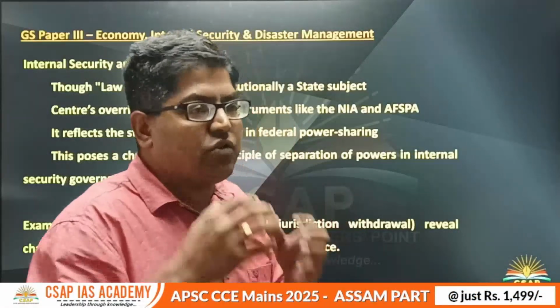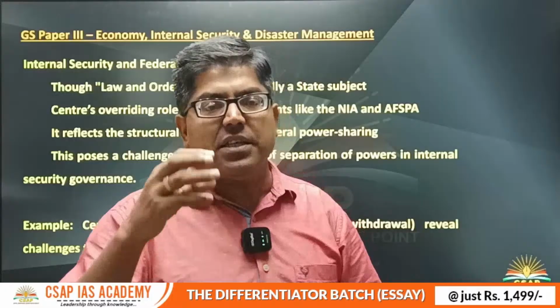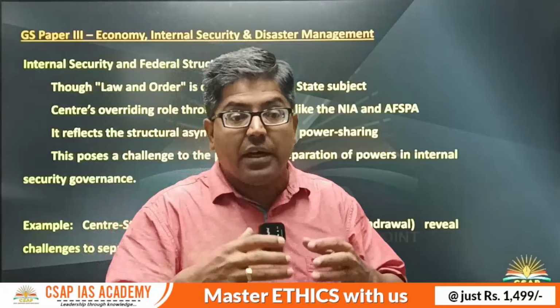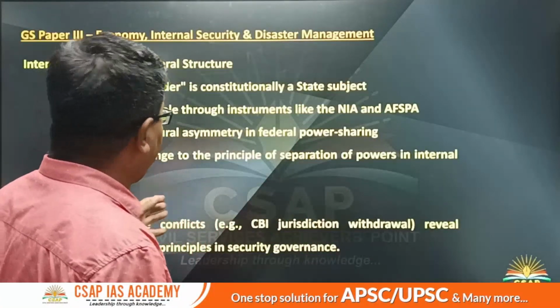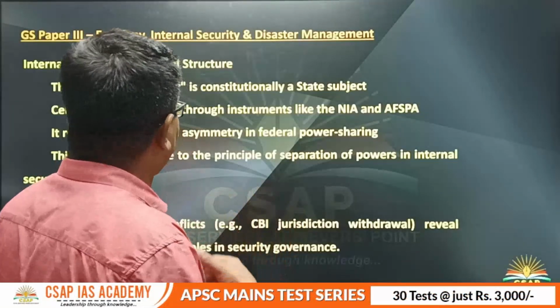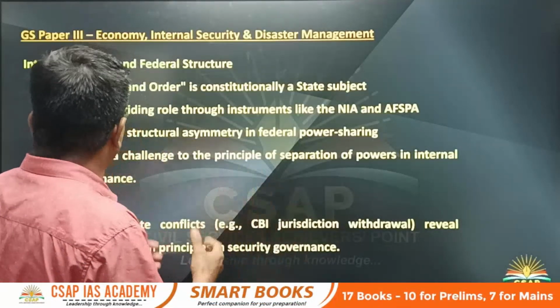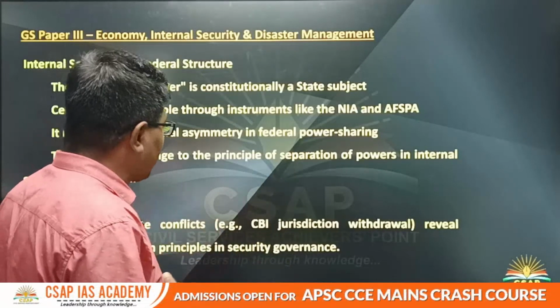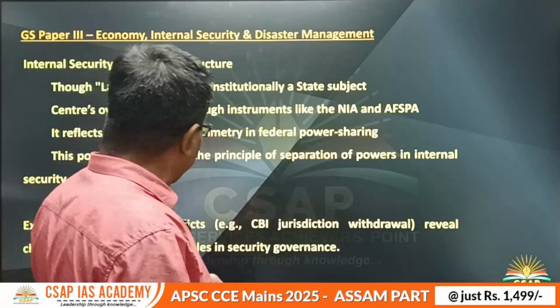So in this doctrine of separation of powers, as we already told, though there is certain independence with regard to certain jurisdictions, the power is more in the hands of the center, so the center exercises more power, right? And this kind of asymmetry many a times poses a particular challenge to the principle of separation of powers in internal security governance, right? Center-state conflicts, for example, with regard to CBI jurisdiction withdrawal, reveal challenges to the separation of powers in security governance.